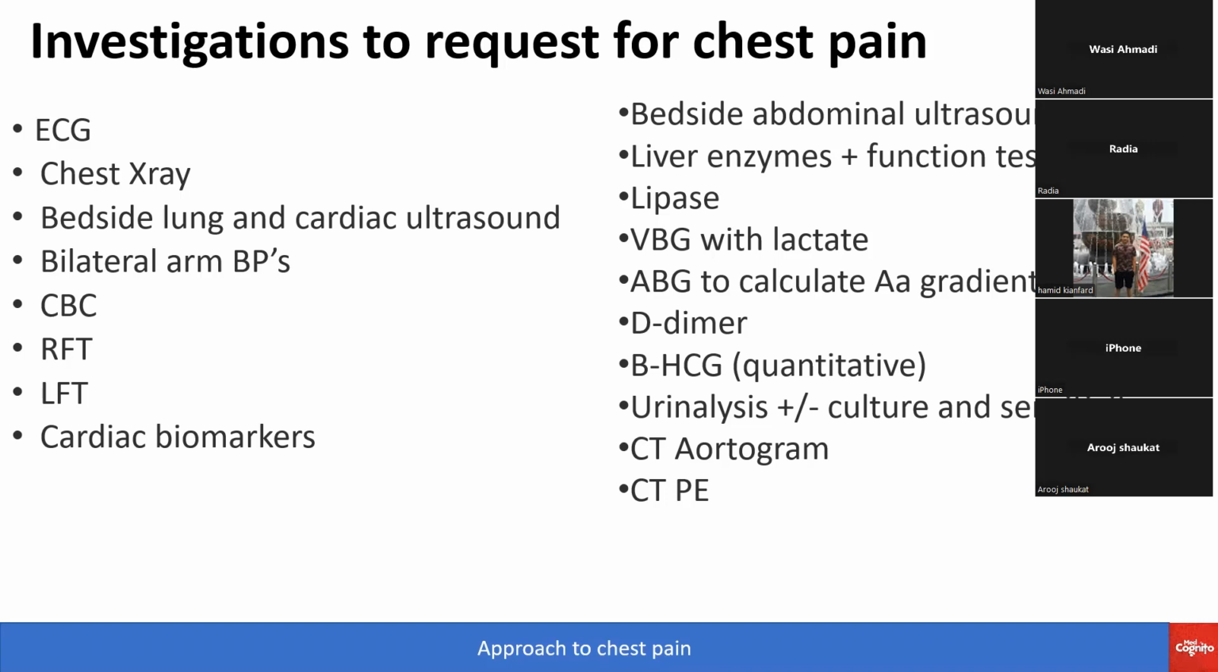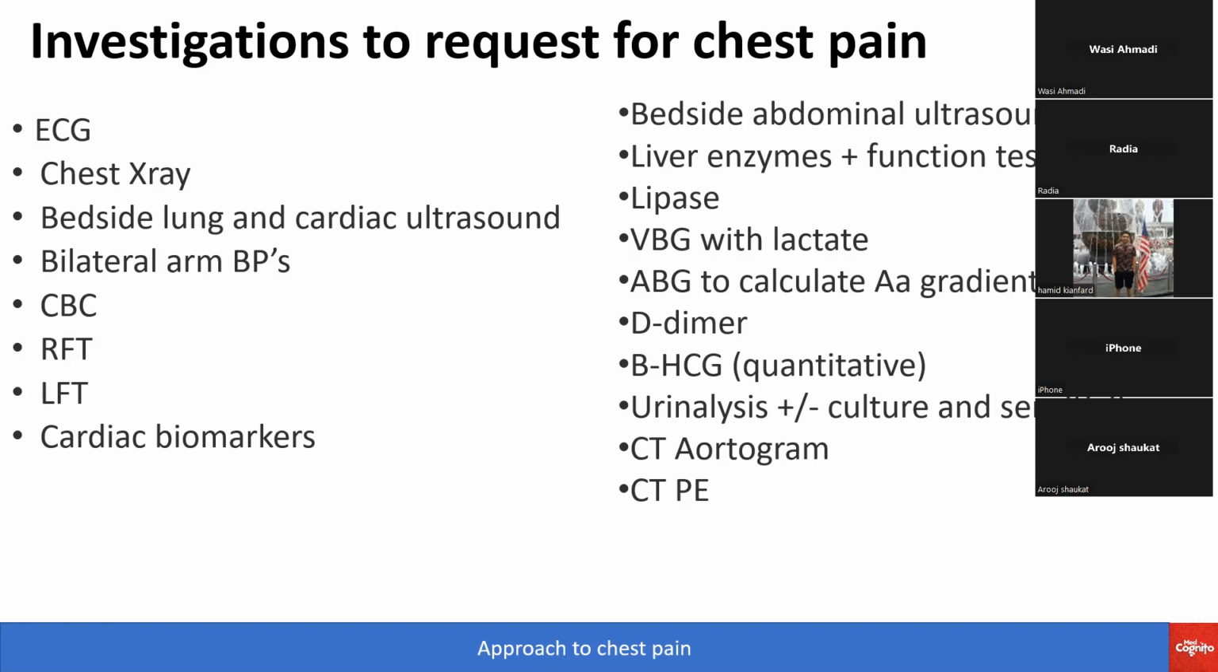CBC, renal function test, and liver function test, they can go down your pecking order. You can do your bedside abdominal ultrasound, because we've learned that there are some GI causes of chest pain as well. You can do your liver enzymes and liver function test. You can then do your lipase, because we learned that pancreatitis can also present with quasi chest pain. All right. You can do your VBG with your lactate, your ABG, and you can calculate your AA gradient as well for this particular patient.